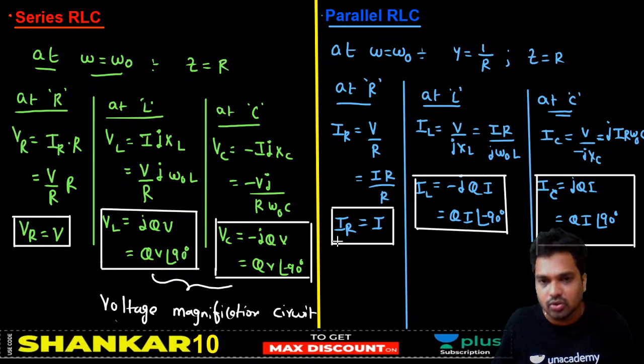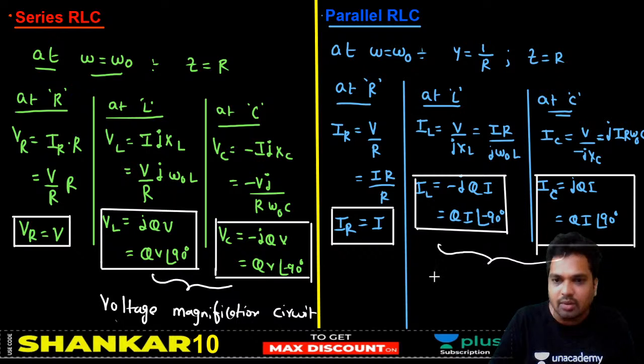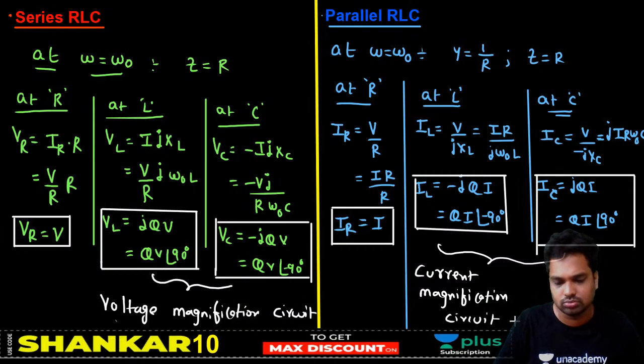So let's continue here. This is your IR, IL and IC, right? Here, please listen. Current is magnified by Q times. So the parallel RLC circuit is called a current magnification circuit.